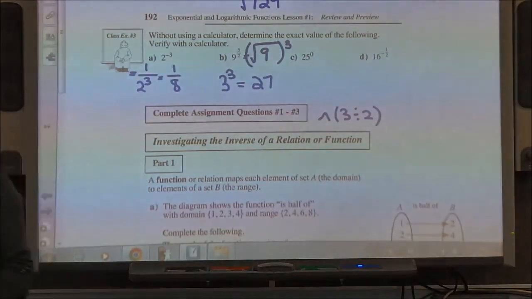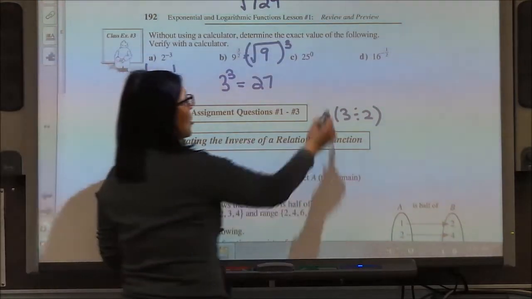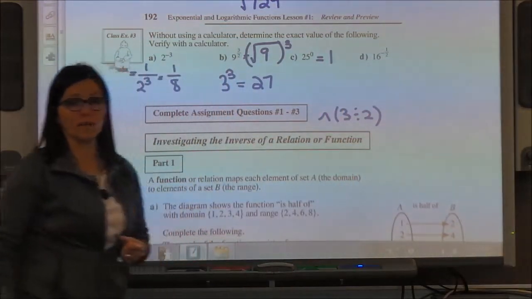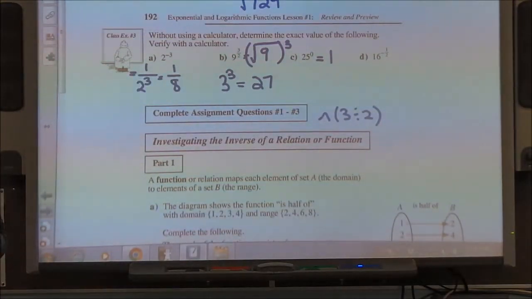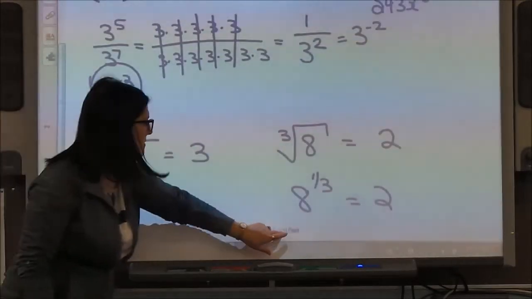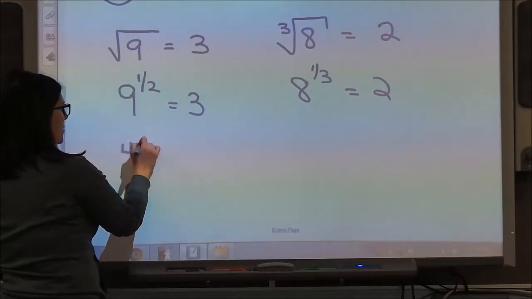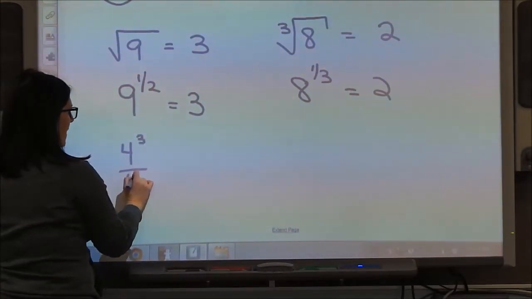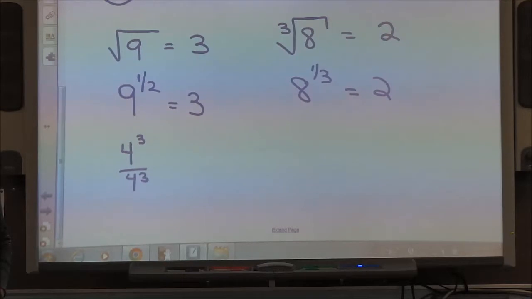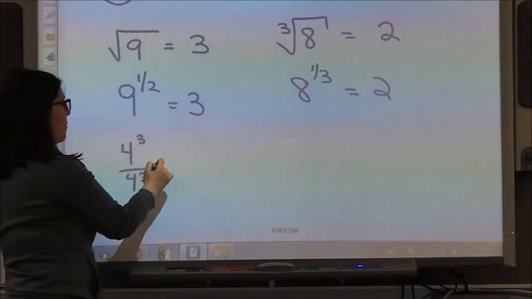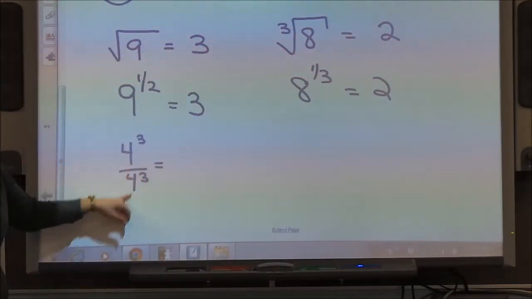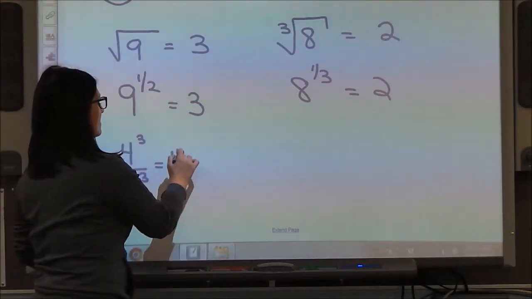What's 25 to the power of 0? Nope. 1. Anything to the power of 0 is 1. And the proof for that, I'll show you. If I had 4 to the power of 3 divided by 4 to the power of 3. My subtraction law tells me I can subtract the exponents, and I get 0.